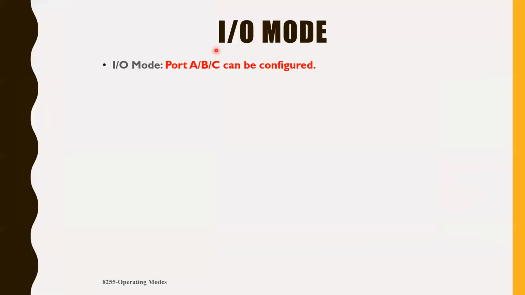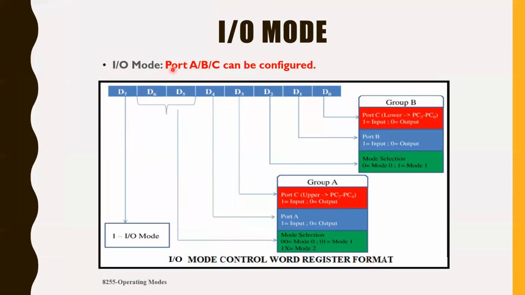Let's try to understand the other mode supported by 8255, that is the I/O mode. In the I/O mode, we can configure all the ports like port A, B and C. Let's try to understand this with the help of the diagram. This is the control word register format under the I/O mode.